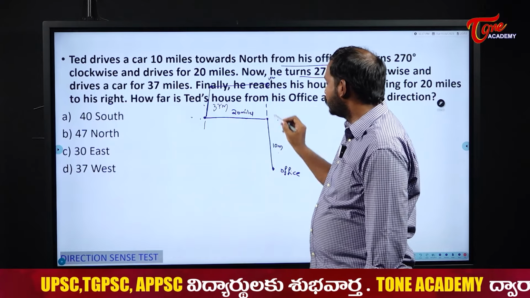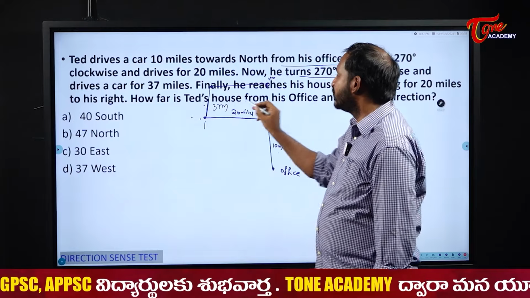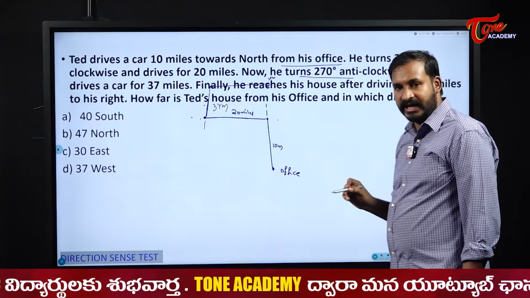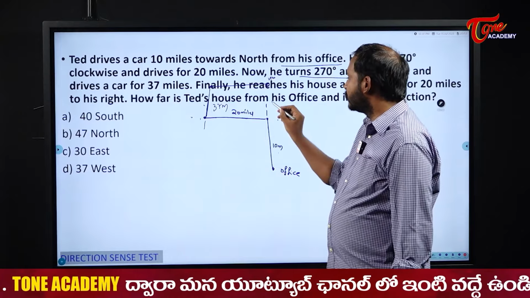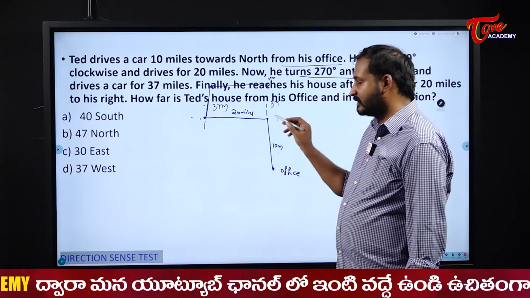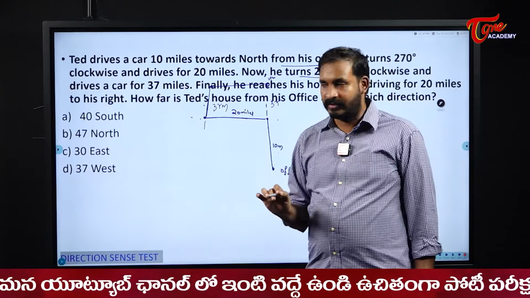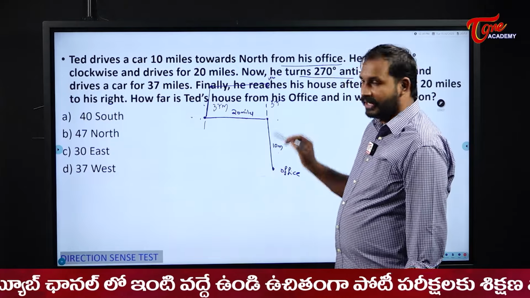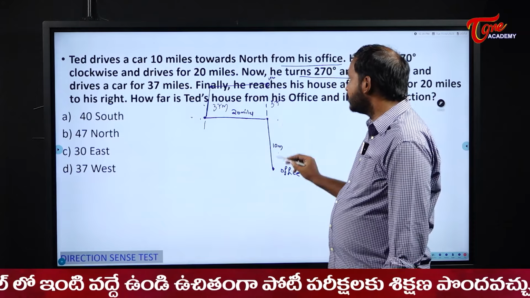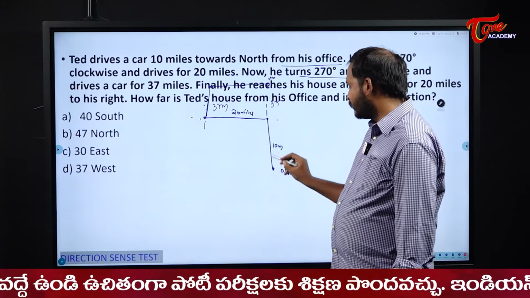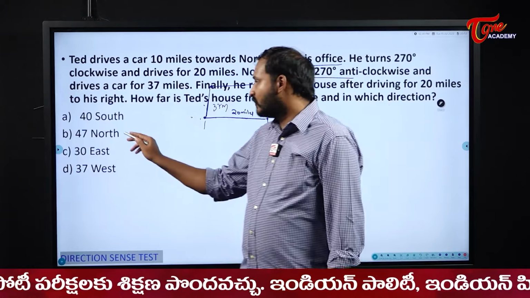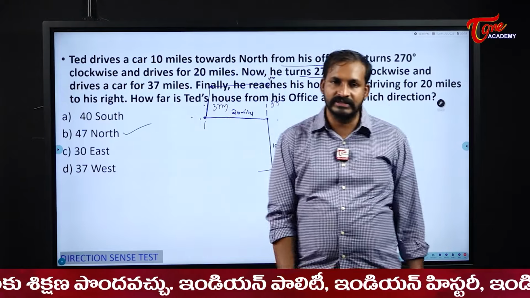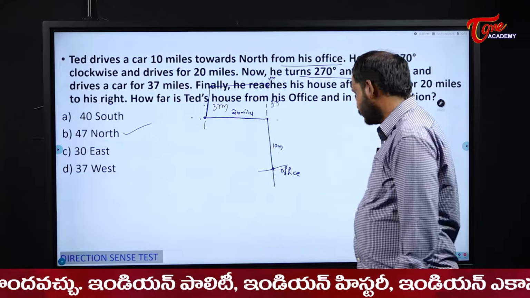So, overall what is happening? How far is Ted's house from his office and in which direction? How far, students? This is 37 and this is 10. Overall 47 miles. And in which direction? From his office, his house is to its north. So 47 miles north. Next one.